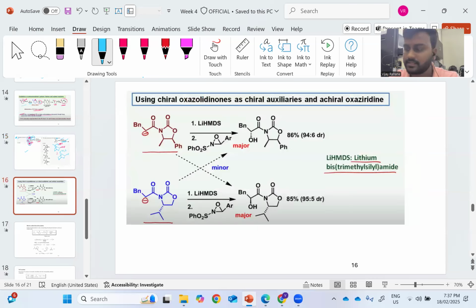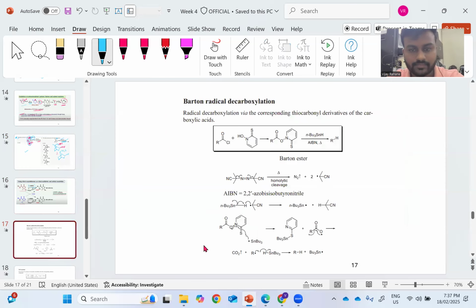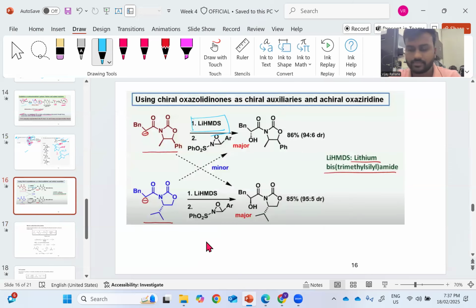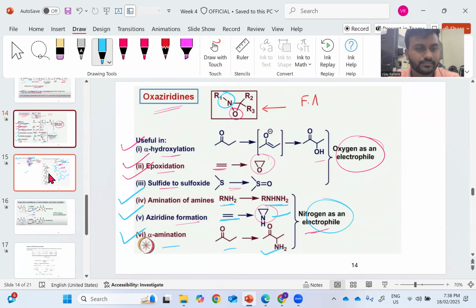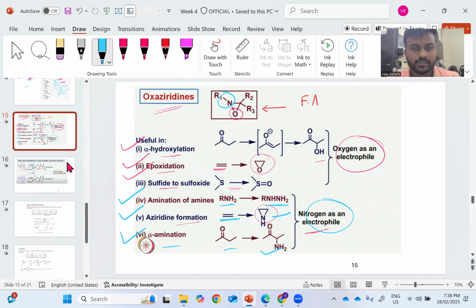So moving to the next concept, LiHMDS. This LiHMDS is a base, and if we directly move on instead of going to this question, what does this base do? In this case, the base abstracts the proton. It forms the enolate, the same case, and as we saw earlier, the use of the oxaziridine. So this oxaziridine, as we see, is the oxaziridine reagent, and how can it act?